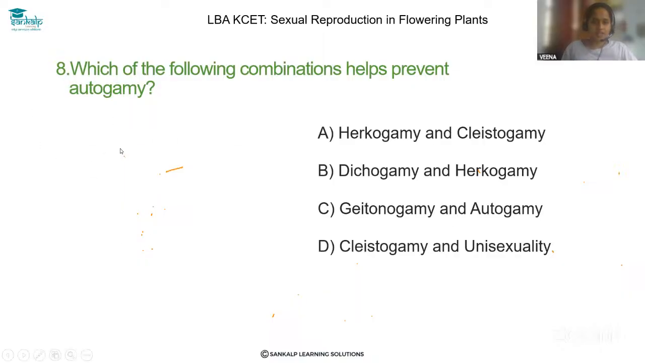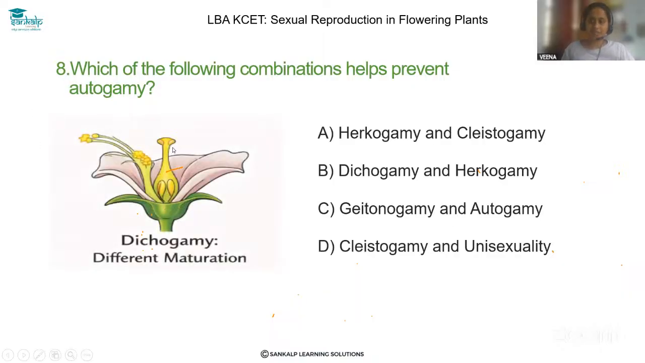Let's solve question 8. Which of the following combinations help prevent autogamy? So dear children, first you should know the meaning of autogamy. What do you mean by autogamy? Autogamy is nothing but self pollination.